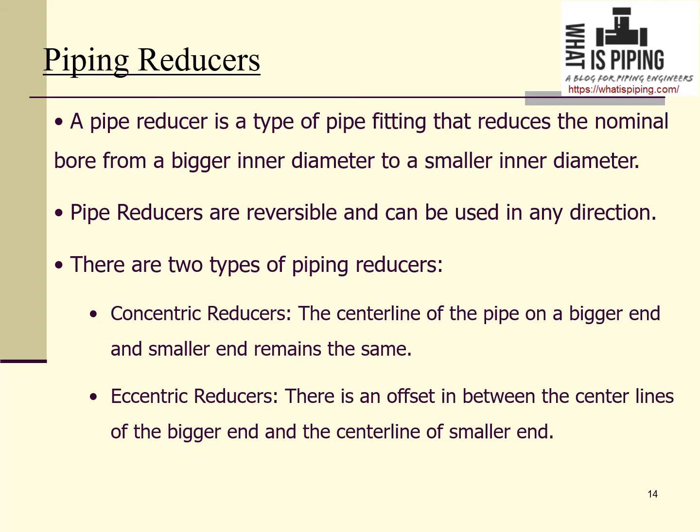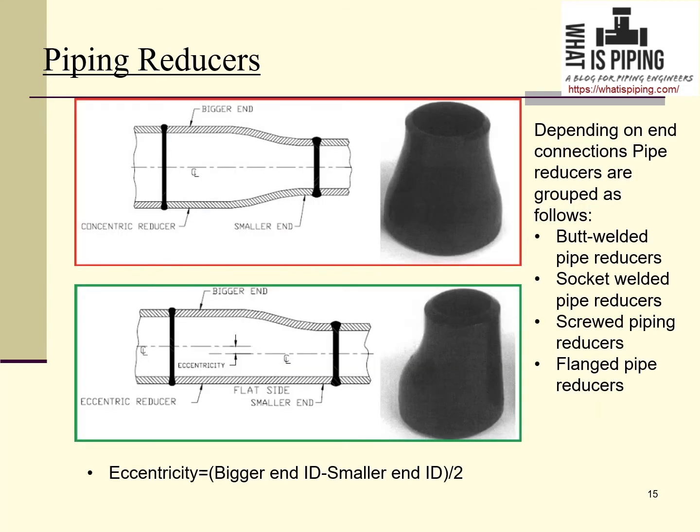There are two types of piping reducers. One is called concentric reducers and the other is called eccentric reducers. In case of a concentric reducer, the center line of the pipe on the bigger end and smaller end remains the same, but for the eccentric reducers, there is an offset between the center line of the bigger end and the center line of the smaller end.